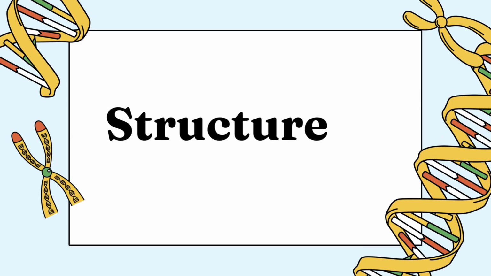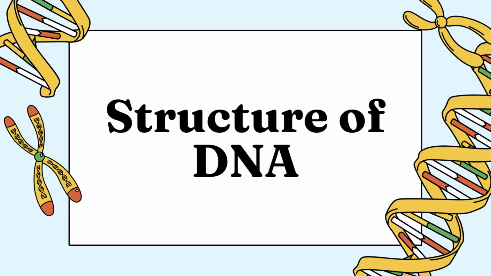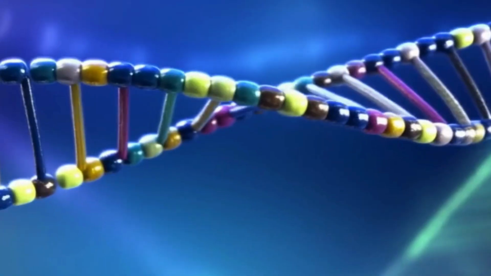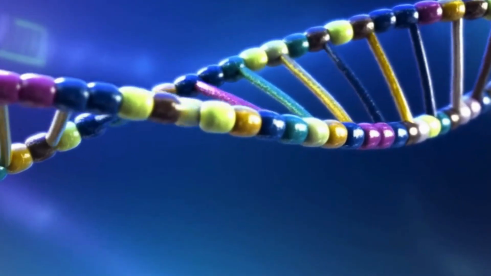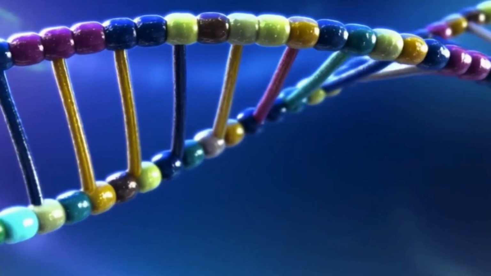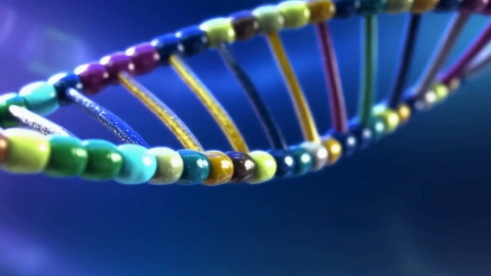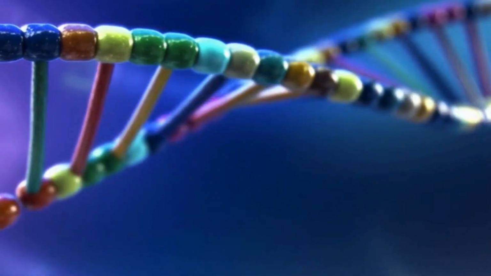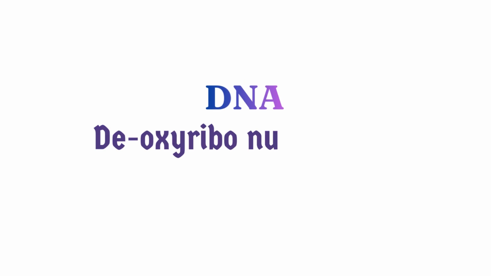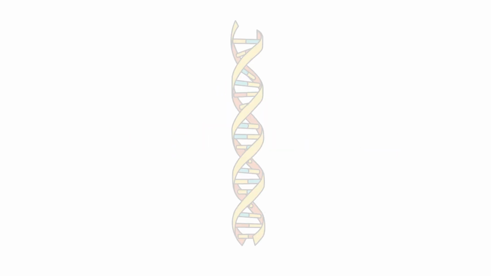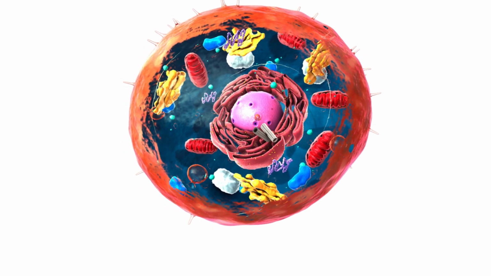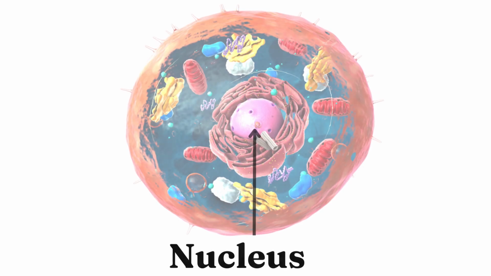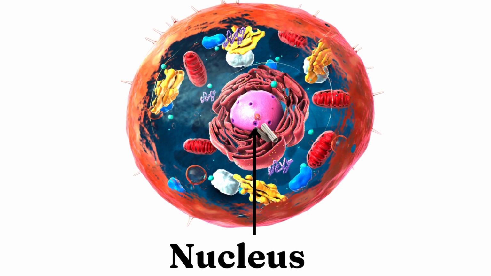In this video, we will understand the structure of DNA, the molecule that carries genetic information in all living organisms. DNA is responsible for heredity, variation, and the transmission of traits from one generation to the next. DNA stands for deoxyribonucleic acid, a long molecule that stores the instructions for building every living thing. In eukaryotic cells, these instruction manuals are kept in the nucleus, the cell's command center.